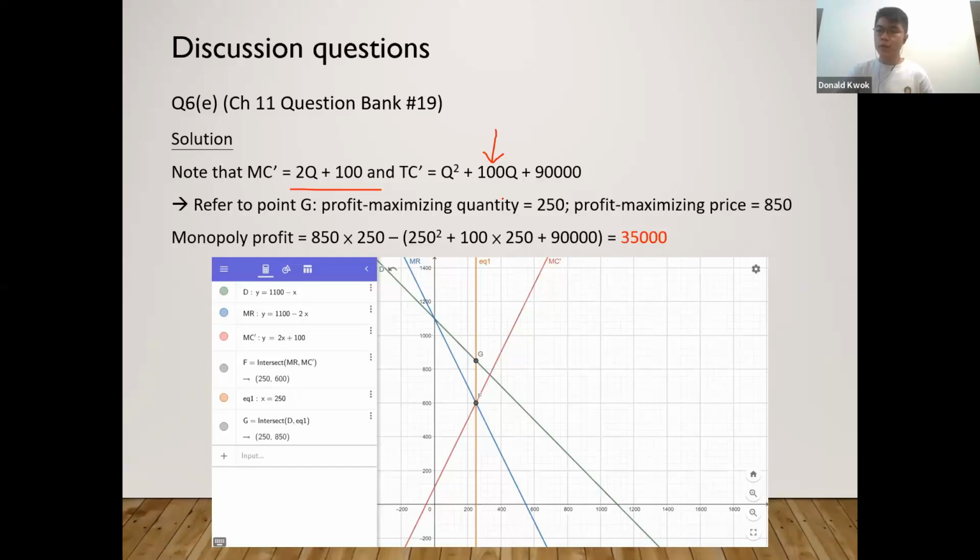Okay, so to find out the profit maximizing point of the firm, we just demonstrate the 4 universal steps. So I'm not going into the details. Just follow everything I have just explained to you, then you are able to find the profit maximizing quantity at 250 and the profit maximizing price at 850. Okay, the same technique to calculate the monopoly profit. Total revenue minus total cost. Total revenue is the profit maximizing price 850 multiplied by the profit maximizing quantity 250. And for the total cost, we need to plug the quantity of 250 back into the new total cost function. Then we are able to find the result. Monopoly profit in this case is 35,000.